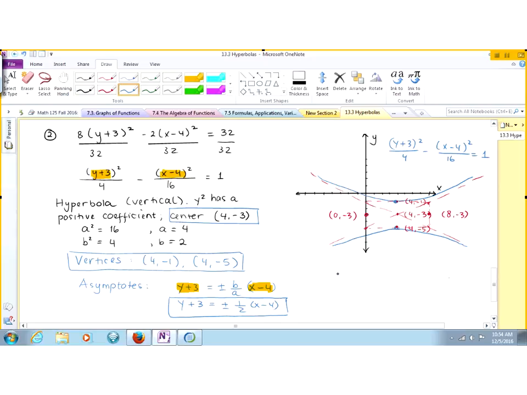So for example, if your equation was something else, (x + 2)² over 9 minus (y − 3)² over 16 is equal to 1, what type of hyperbola is it? Horizontal. And what is the center? Negative 2, positive 3. How many units do you go left and right? 3. How many units do you go up and down? Okay, make sense? And then you draw the rectangle and the asymptotes and things like that. Okay, good.